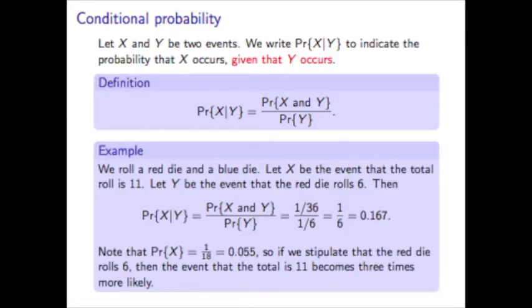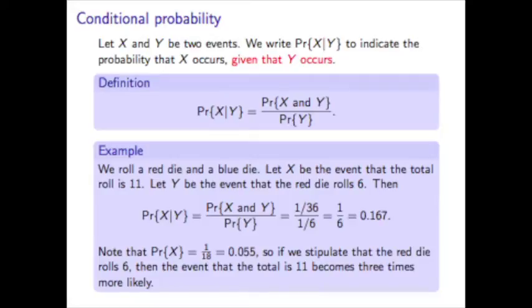So let's consider the previous example again. We're rolling a red die and a blue die, and x stands for the event that the total on the 2 dice is 11, whereas y stands for the event that the red die rolls a 6. Let's find the probability of x occurring given that y has occurred. In other words, we are interested in finding the probability that the total on the 2 dice is 11 given that the red die has rolled a 6. The formula for conditional probability is equal to the probability of both x and y occurring divided by the probability of y occurring.